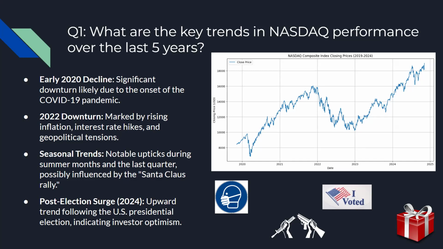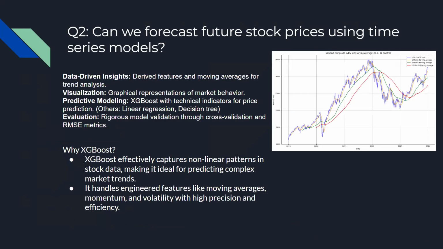And then you also see in every year, halfway through the year, there's always notable upticks because it's the summer months, everybody's going on vacation, everybody's having fun. And then also in the last quarter of every year, you see the Santa Claus rally because everybody's again happy because it's holidays and they're spending their money, they're also buying stocks and everything. And then of course the latest surge, which is our post-election surge from President Trump winning this time around. So these kind of things tell us what the key trends are. Go ahead, hit next.